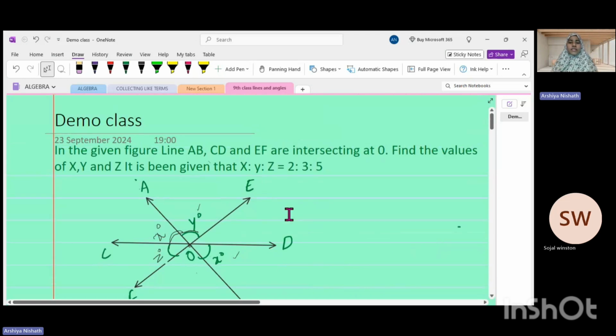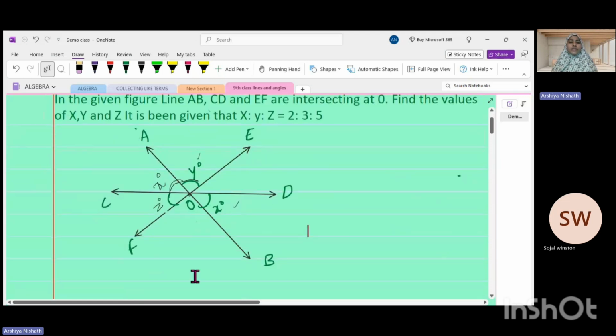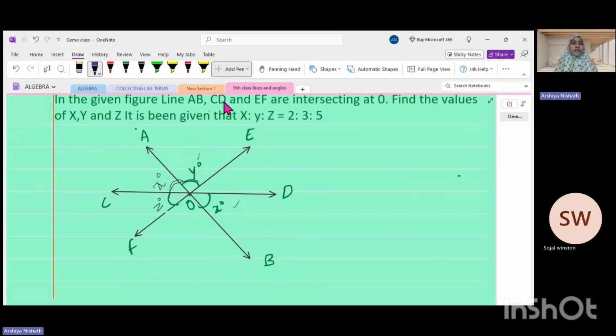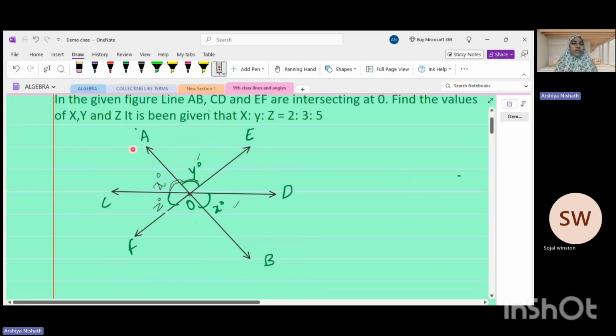Okay, let us start the demo class. As you can see here in the demo class, the question is given, and a figure is given. First of all, we have to understand the figure. What is given in the question and what is in the figure? In the given figure, this is our line AB. And this is line CD, and this is line EF. The three lines are given to us.